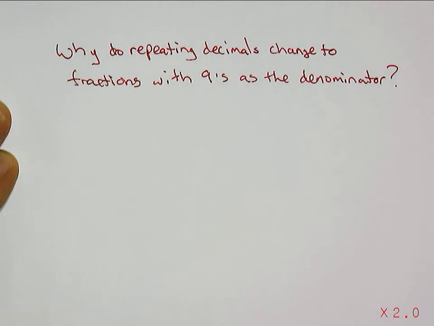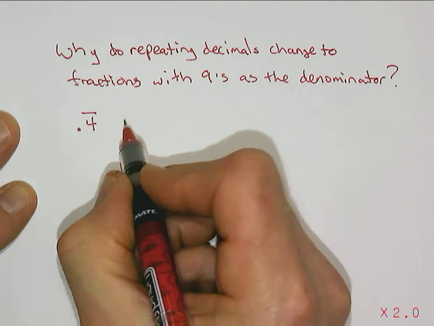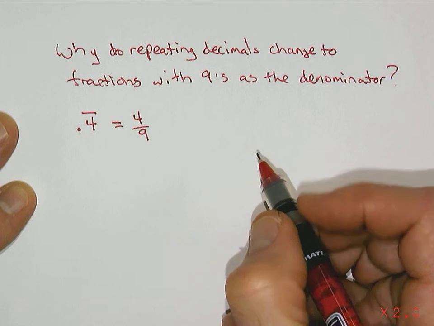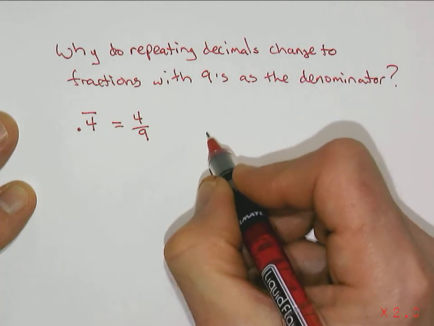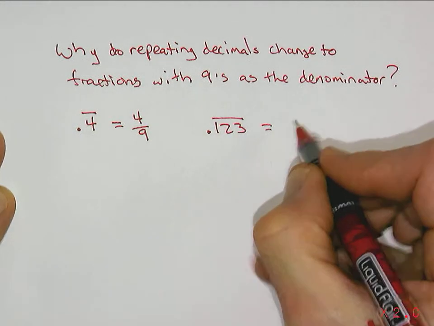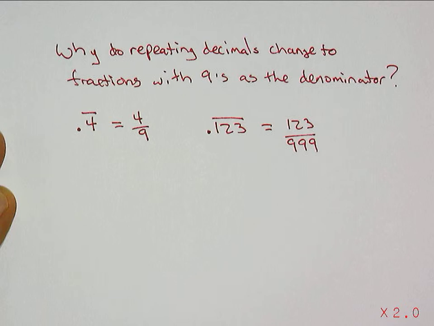So what I'd like to do in this video is to go through the proof for why repeating decimals change to fractions with nines as the denominator. Sometimes students will wonder why, if you take something like 0.4 repeating, you get the fraction 4/9. Or if you take the decimal 0.123 repeating, then that's going to be 123 over 999, which simplifies to something smaller. But for now, the idea is, why do these always end up with nines on the bottom?